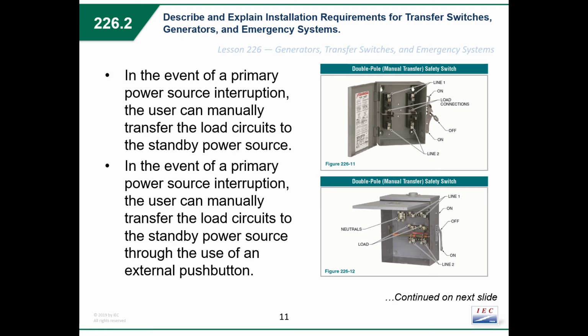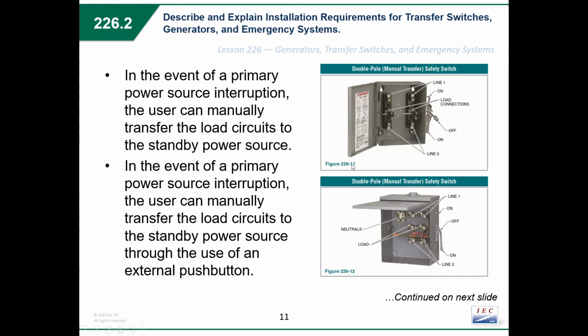Here we have some images, and these are manual transfer switches. They can be automatic as well. You're going to see we have essentially line 1 coming in, line 2 coming in, and then we have load going out in the middle. Same case up here. So this center is our common. It's essentially a three-way switch at this point, right?